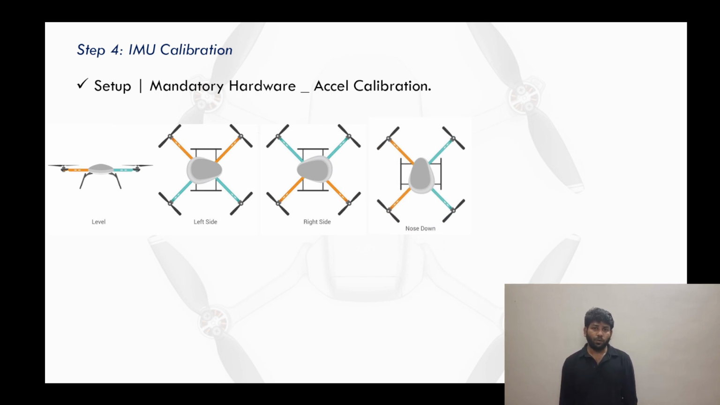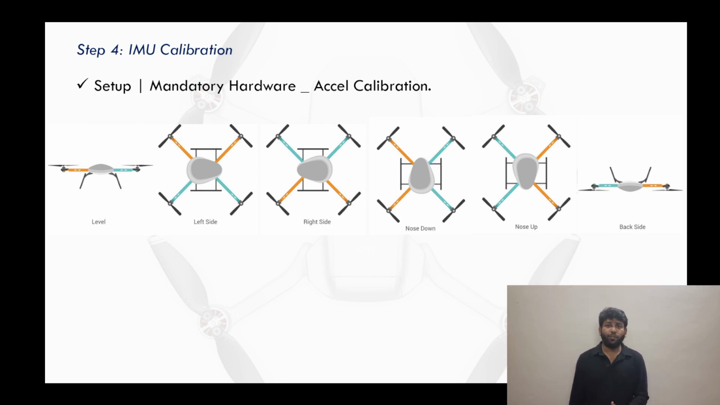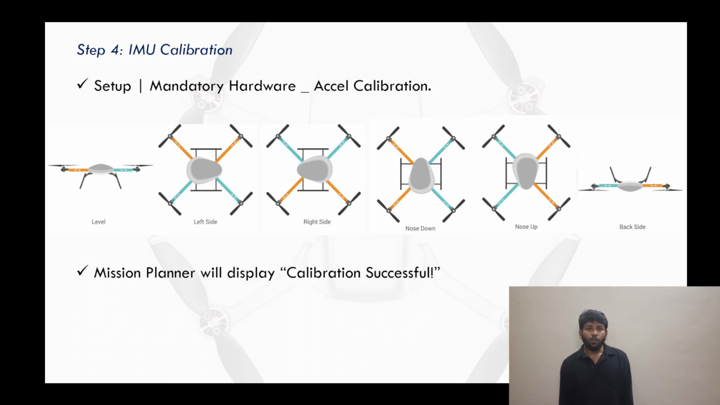Next, keep the drone nose downwards, then nose upward, and finally keep it upside down, on its back. Refer to the following images. Follow the visual reference provided to ensure accurate calibration. Observe the calibration successful message, indicating the completion of accelerometer calibration.